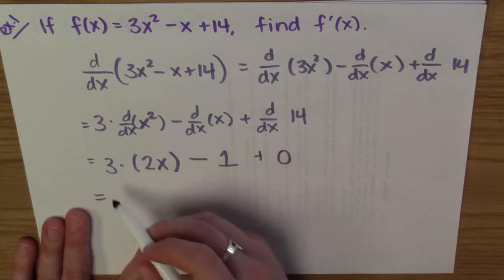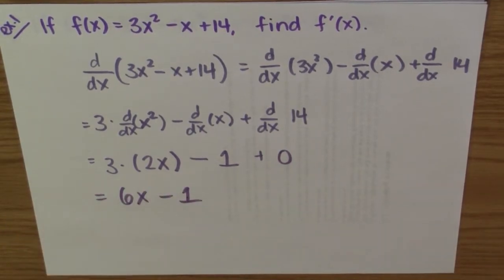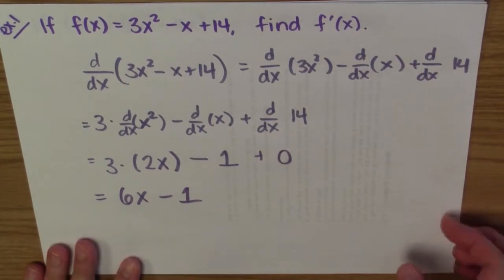So, cleaning this up a little bit, 3 times 2x is 6x minus 1. That's the derivative of my function. Cool. Let's move on and do example 2.